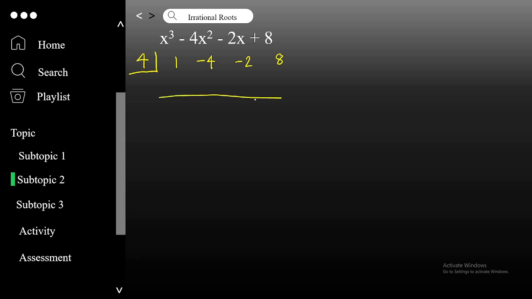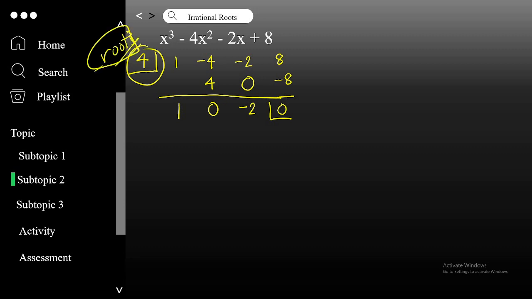So doing synthetic, bring down 1, multiply, that's 4, that's 0, multiply, that's 0, you combine this, that's -2, multiply, that's -8, and we have a remainder of 0. Therefore, this one is already a root. Now, to solve the other roots, with our previous lesson, we used factoring. But if you transform this into an expression, you will have x squared minus 2. And take note, x squared minus 2 is not factorable. Therefore, I will not be using the factoring method here.